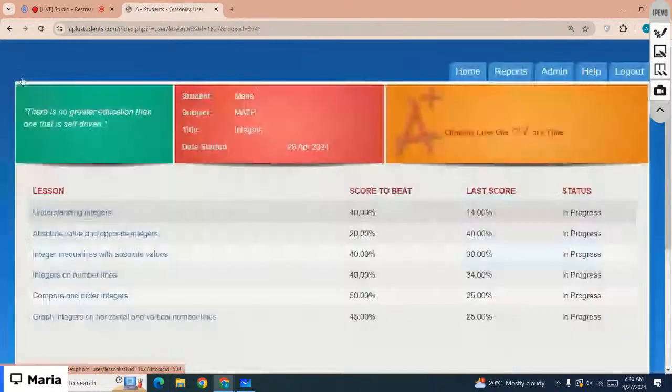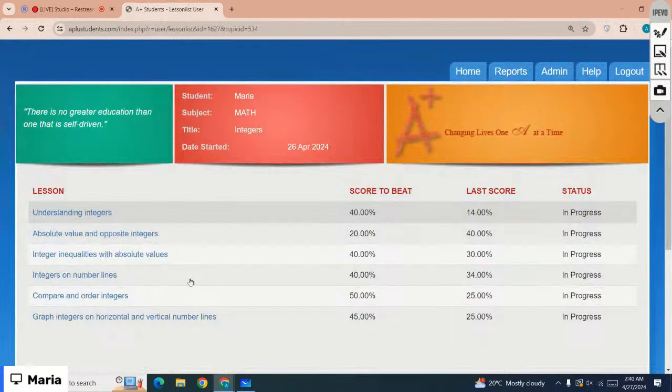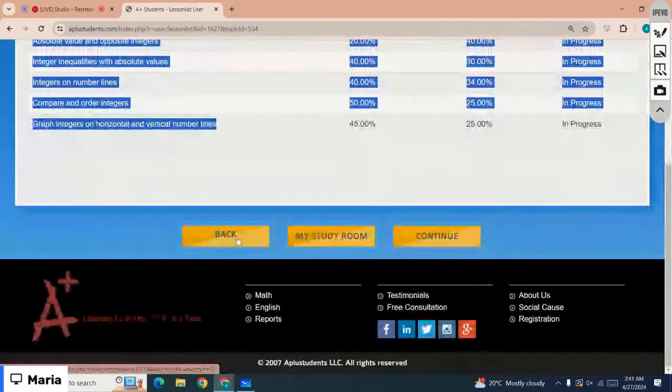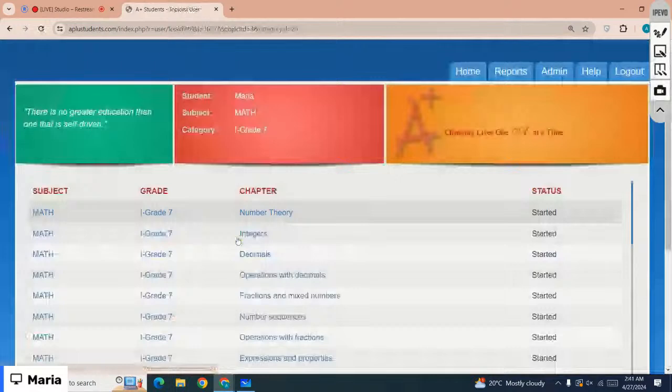So, we were working on grade 7 math. The chapter we were working on is integers, and the lessons we have covered today are understanding integers, absolute value and positive opposite integers, integer inequalities with absolute values, integers on number lines, compare and order integers, graph integers on the horizontal and vertical number lines, right? So please make sure before the next session you complete all the practice questions for the lessons we did today. That is your homework until the next session, right?